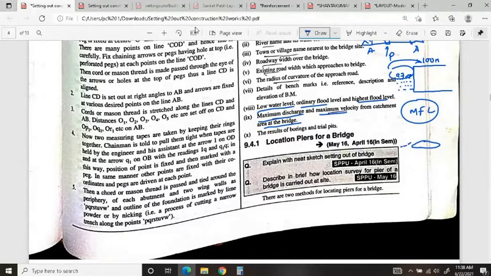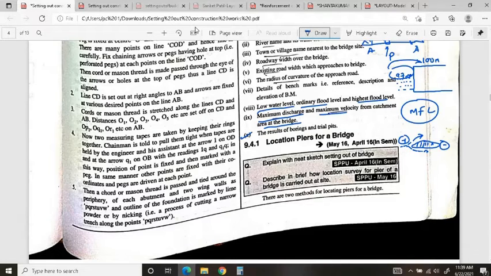Whenever the water comes, it will divide and flow around the support like this. Positive pressure will be created here, and negative pressure will be created here. Also, sometimes if the flow is greater, there will be some damage to this support. So we have to consider all those things and build a strong base.